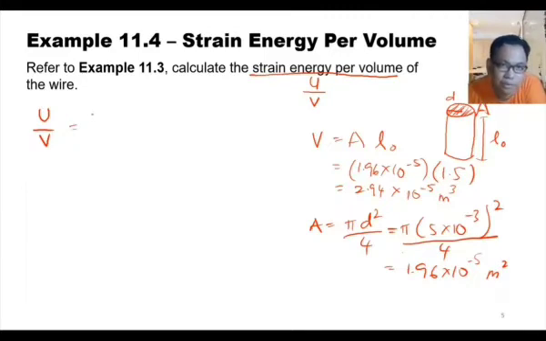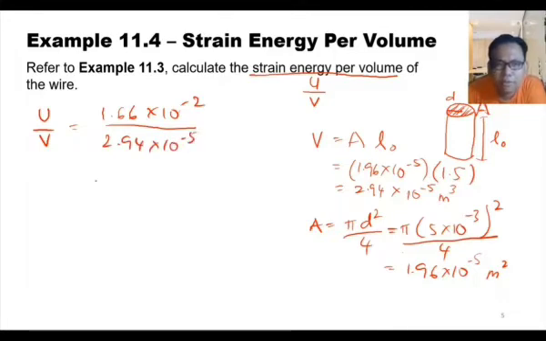We can just substitute the value of strain energy that we calculated in the previous example. The strain energy is 1.66 times 10 to the power of -2, and we divide by the volume, 2.94 times 10 to the power of -5. And I get the answer, 564.63 joule per cubic meter.